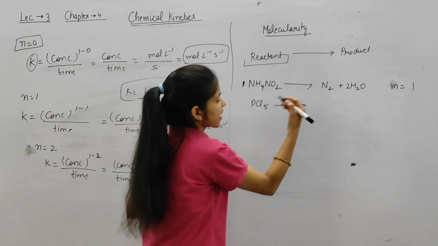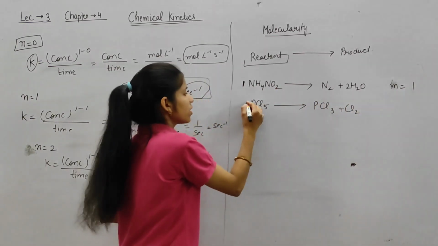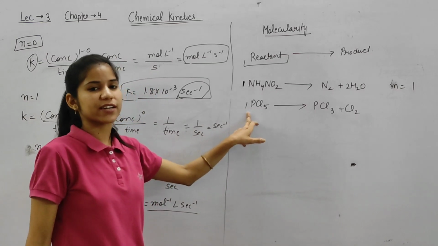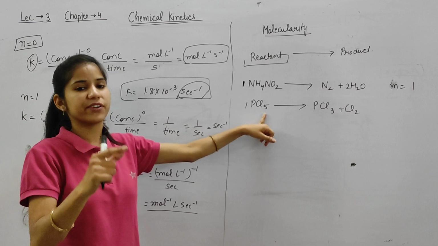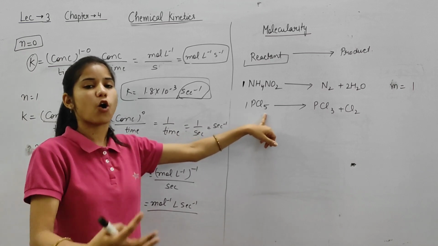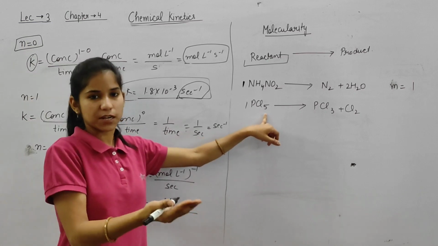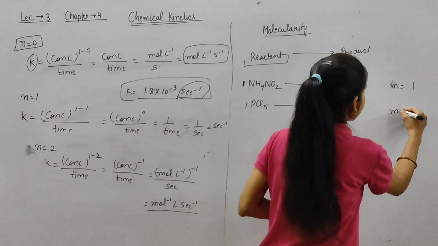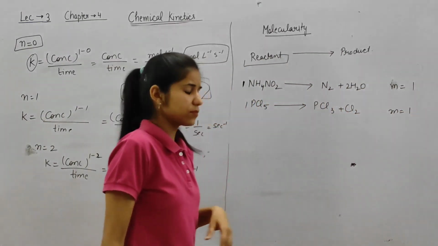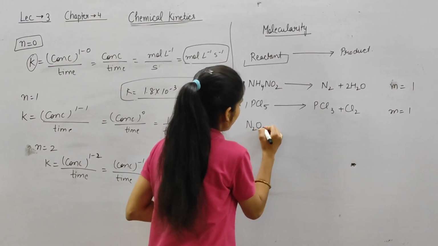Now we can take another example like PCl5. PCl5 will break into PCl3 plus Cl2. So there we are having a single reactant. So we are taking molecularity in terms of reactant. How many reactants are we taking? Okay, in the rate determining step. So this is an elementary reaction. So here molecularity is 1. We can also take another example like N2O5.